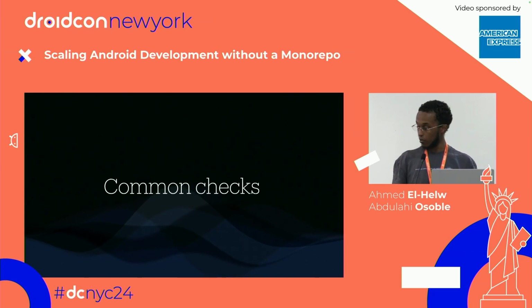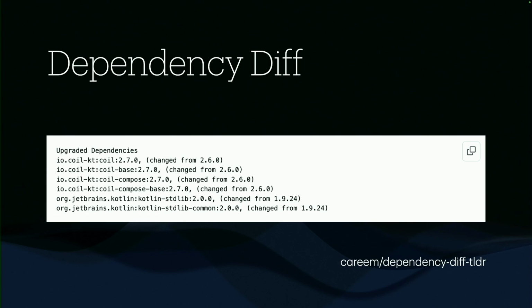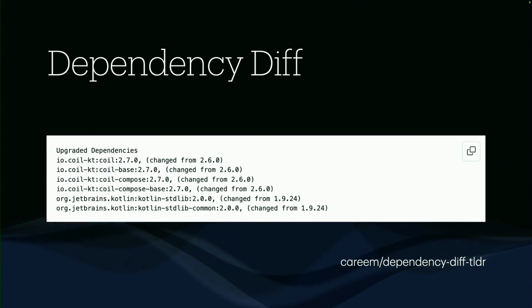To start off, we'd have our dependency diff. Internally, we use Renovate, for example, to bump our internal dependencies, whether it's third-party or even internal feature AARs to our final app. An example like this would be Coil. And the nice thing about dependency diff is not only will it catch the dependency that you're actually bumping, but also all the transitive dependencies that are bumped as a side effect.